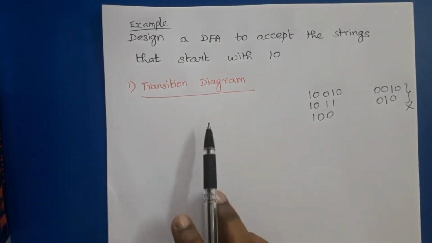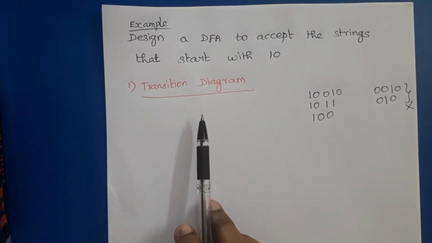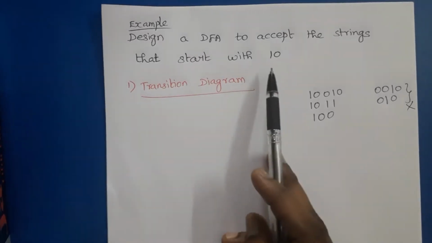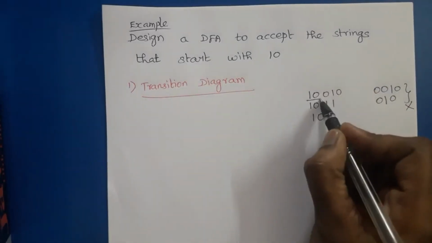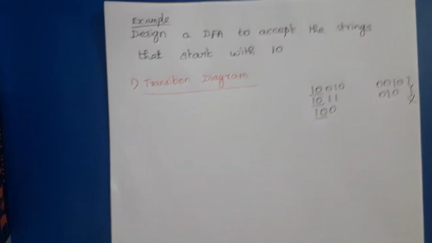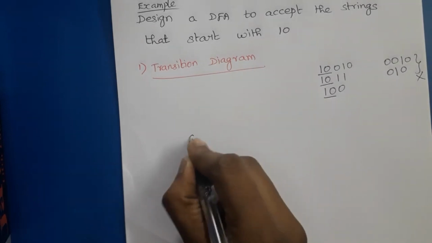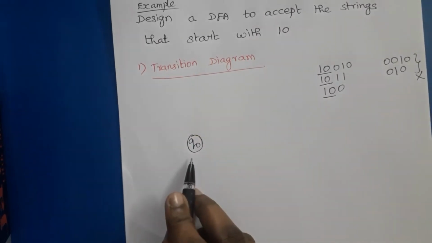There are three representations: one is the transition diagram, the second is the list of transition functions, and the third is the transition table. First we see the transition diagram for this problem. All the strings that start with 10 must be accepted by our DFA. So we can start with the state Q0. Assume that Q0 is the start state.